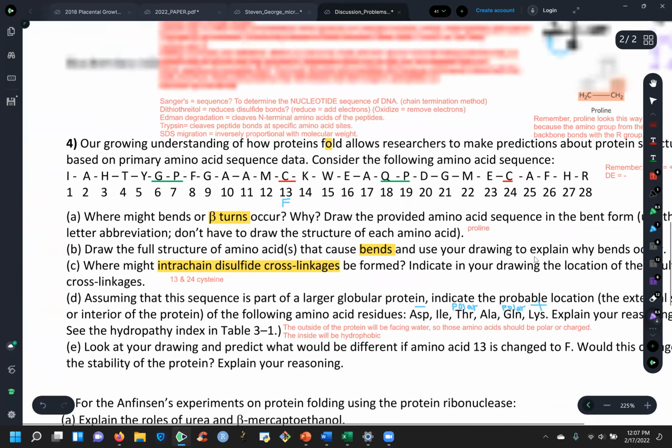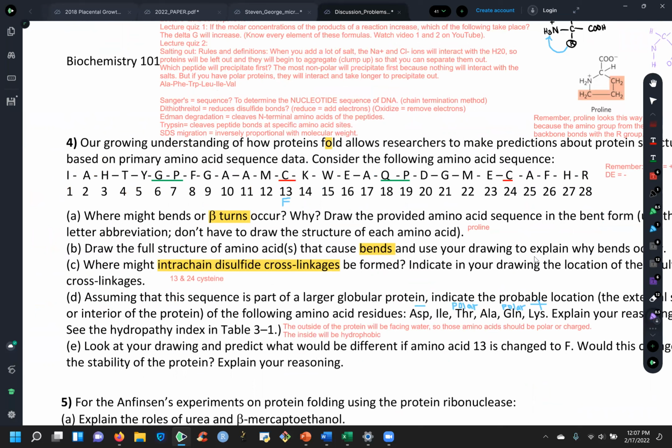Okay. Where might intra-chain disulfide cross linkages be formed? Intra-chain just means within the chain. So this whole thing is a chain. Where are you going to find disulfide cross linkages? Which amino acid is responsible for that? Cysteine, right? Because it has that SH. So cysteine is the one amino acid that is responsible for disulfide bridges. And that is a covalent bond that stabilizes 3-dimensional structures.